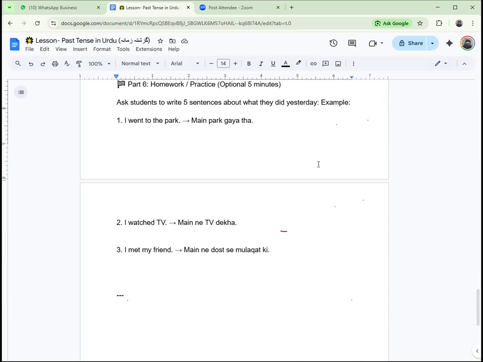I went to the park. मैं पार्क गया था. And I went to the park. This is the same for female or male in English, but in Urdu, if it's a lady, we say मैं पार्क गई थी, and if it's male, मैं पार्क गया था, and if it's 2 people, तो हम पार्क गए थे. जी. Next.